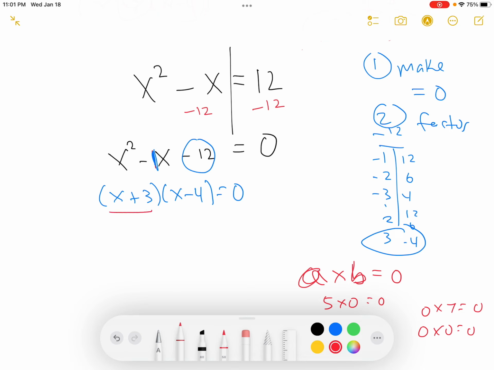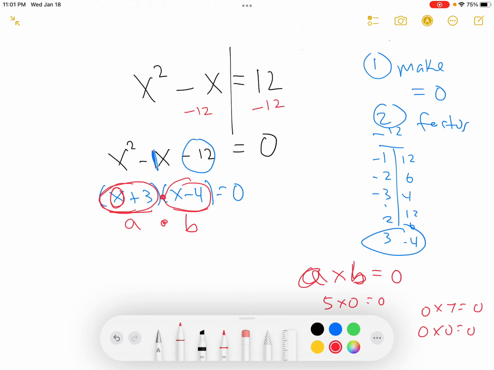Now, this is a and this is b, and they are being multiplied together. So that means either this chunk, x plus 3, is 0, or this other chunk, x minus 4, is 0. Now, that's actually really close to a solution here because it's easy to imagine what value of x I can put in there to make a 0.